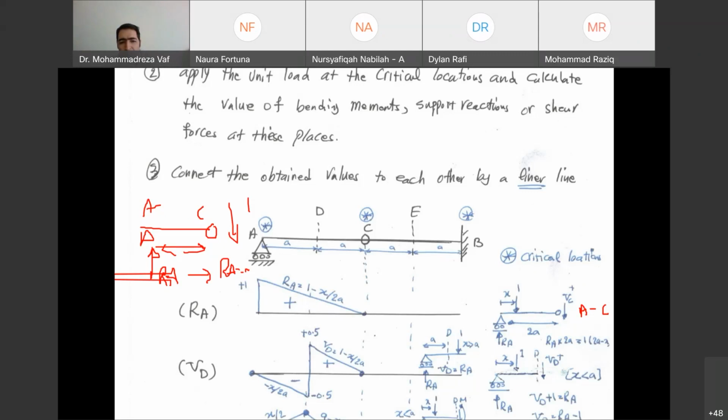Yes. How about point A, point D, point E, and point B? If we draw the influence line for bending moment at point C, how are the values at other locations, point A, D, E, and B? When the load is at point A, how much is the bending moment at point C? How much is bending moment at point D? What do you think about it?